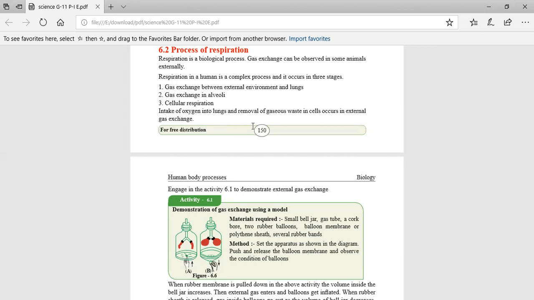And after that, respiration takes place in cells, that is cellular respiration, right? We want to study these three parts. These three parts are very important, right?